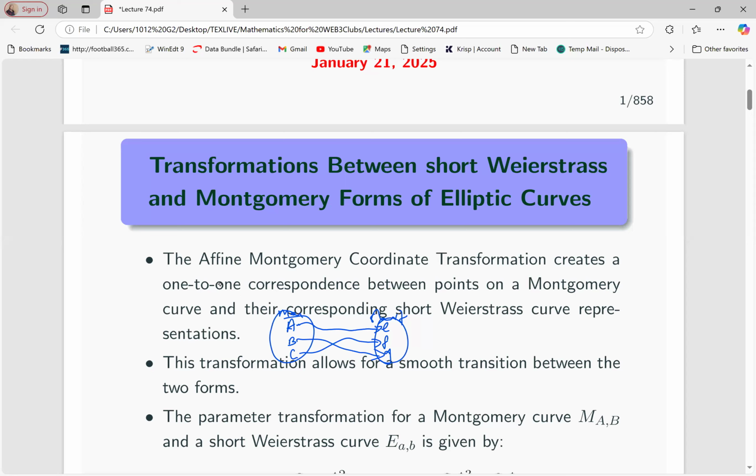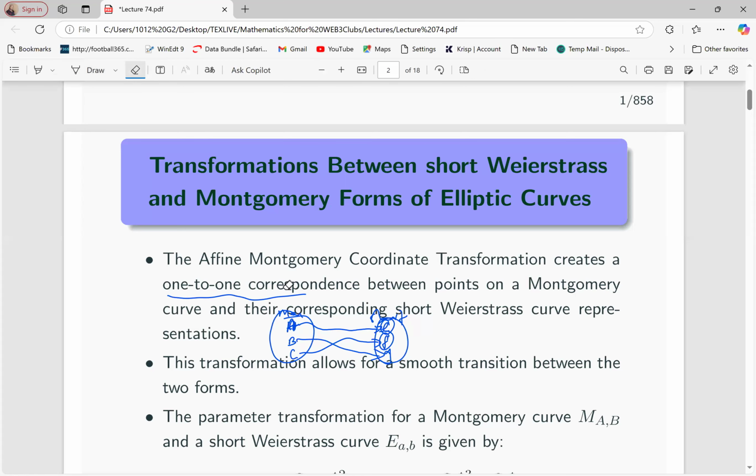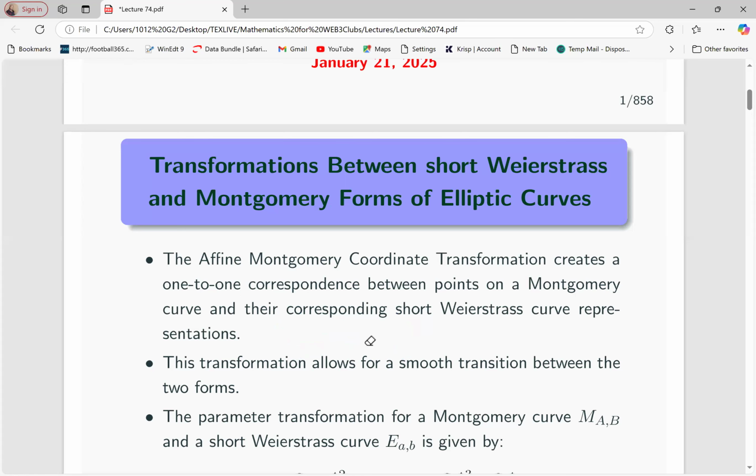In other words, we cannot have one point being mapped twice. We cannot have point A in the Montgomery being mapped to E and F at the same time. It can only be mapped once. That is why I say one-to-one correspondence. Again, this emphasizes a point we already mentioned, that the number of points in the short Weierstrass will be the same as the number of points in the Montgomery.